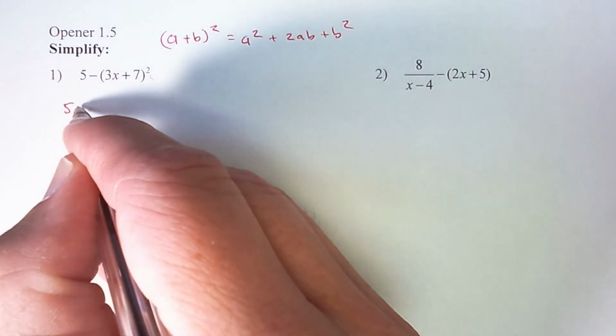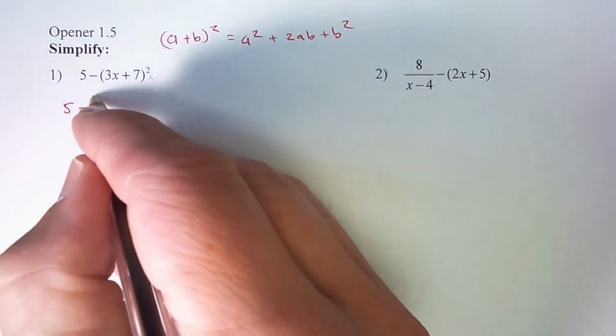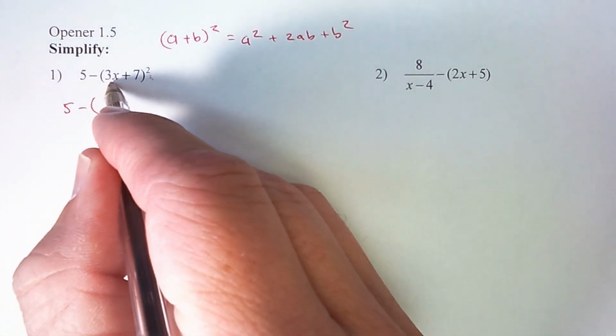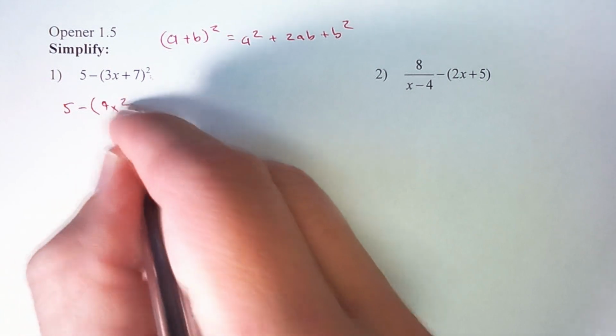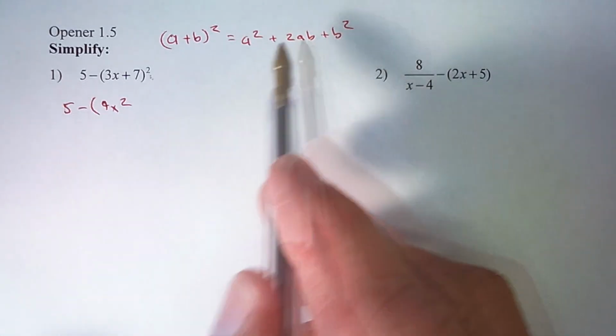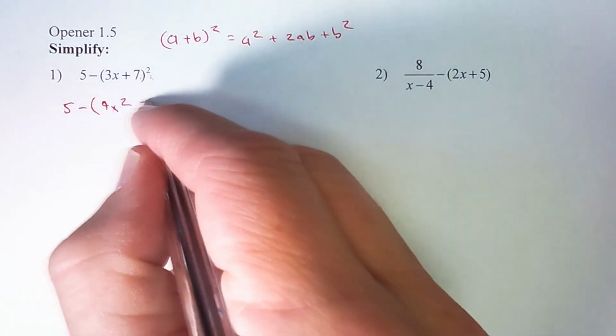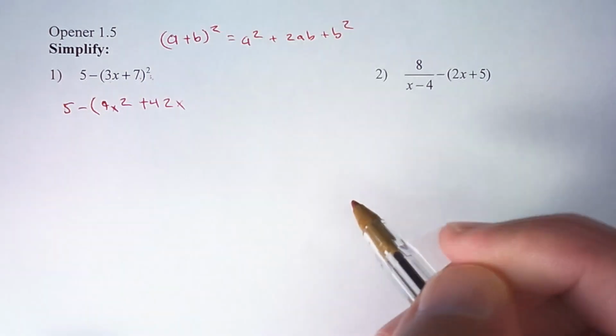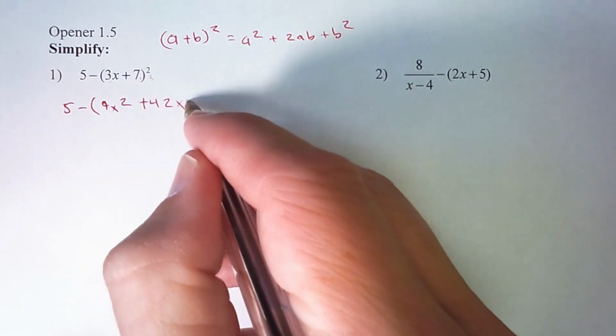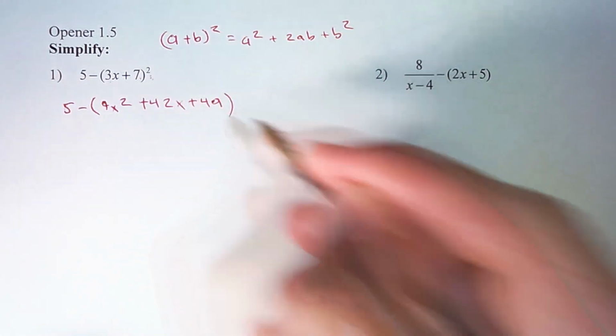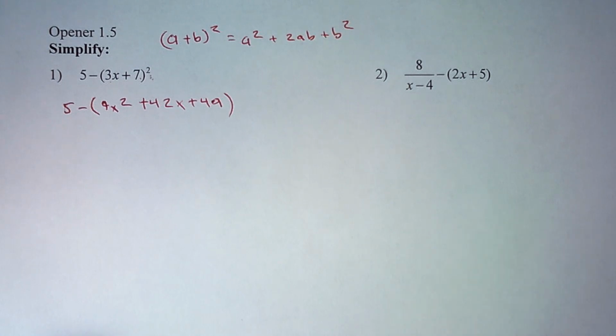So I've got 5 minus, and then a squared would be 9x squared, 2ab, so I multiply these and get 21x, and then I double that and get 42x, so plus 42x. And then plus b squared is plus 49. So that's effective and efficient.